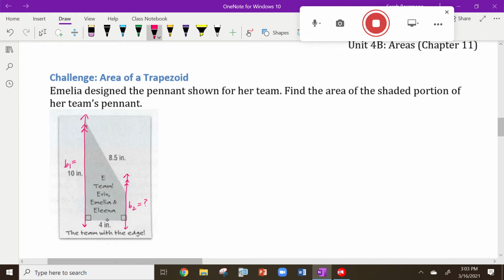Using these as the bases, I can use 4 as the height since it makes it perpendicular to the bases. So I need to figure out the length of base 2. The length of base 1 is 10 inches. Let's cut off a right triangle inside of this trapezoid. So, if you're in the honors class, I want you to try to solve this. We will go over this tomorrow. Otherwise, you can try it, but I won't require that you know how to do it.